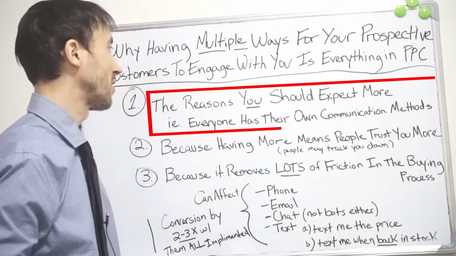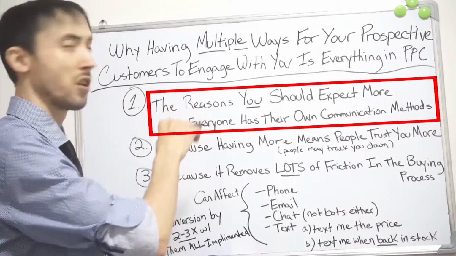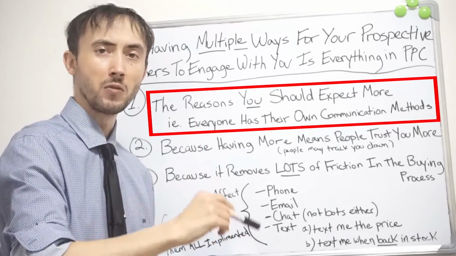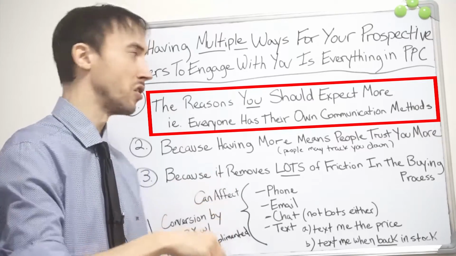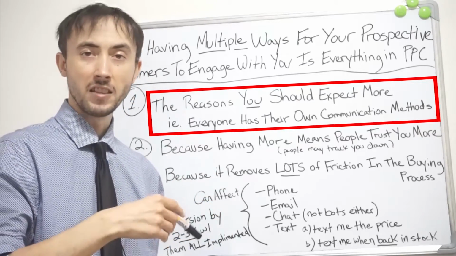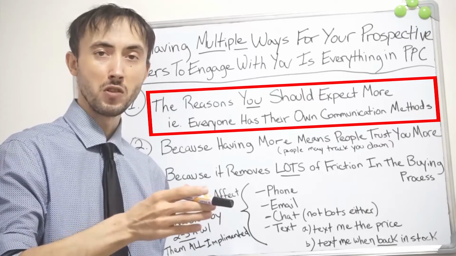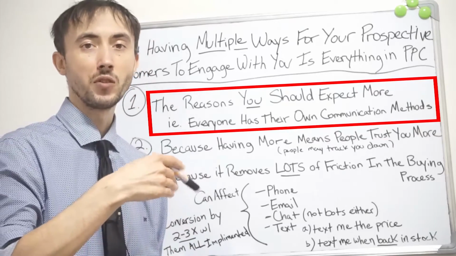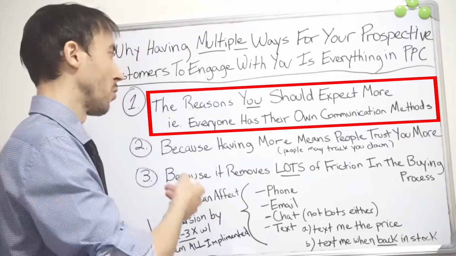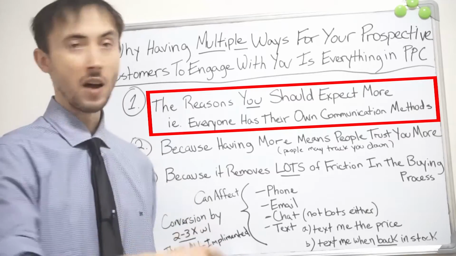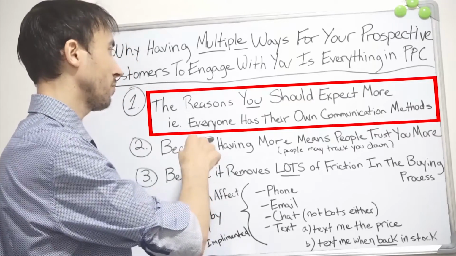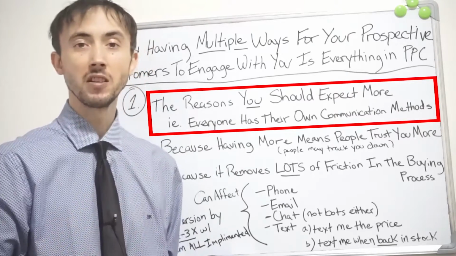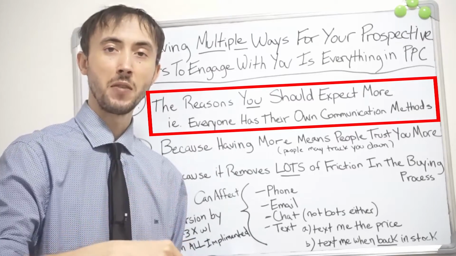The first thing on my list here is the reason you should expect more from your pay-per-click campaigns if you allow alternative methods for a customer to contact you, other than, like I said, just checking out and giving you their credit card information, or potentially the contact form on your site, and what that actually means for you in terms of the ROI from these campaigns. So the first thing to know about this is everybody is different. Everybody has their own preferred methods of communication.